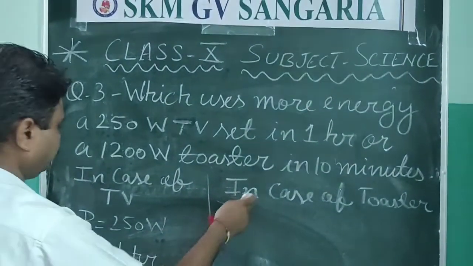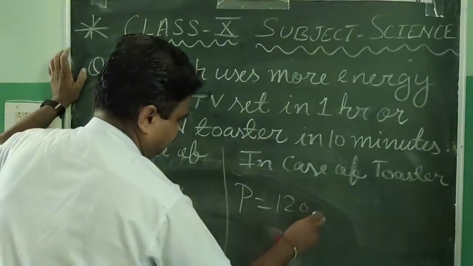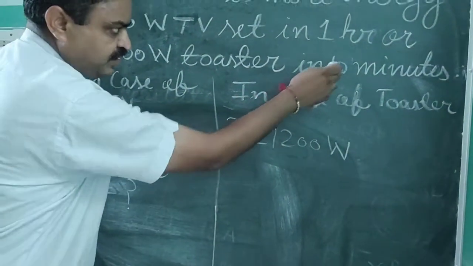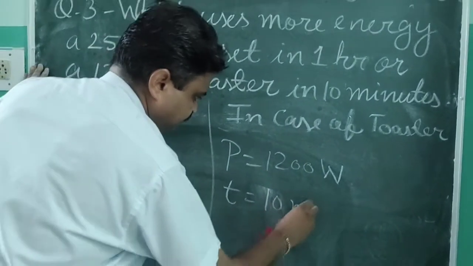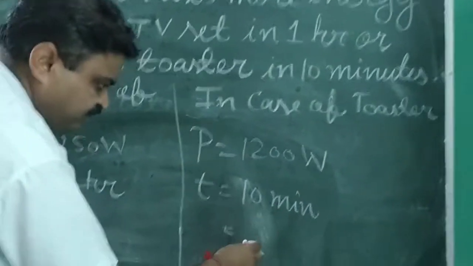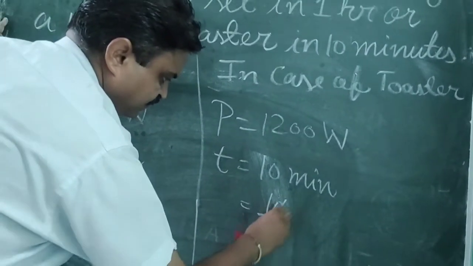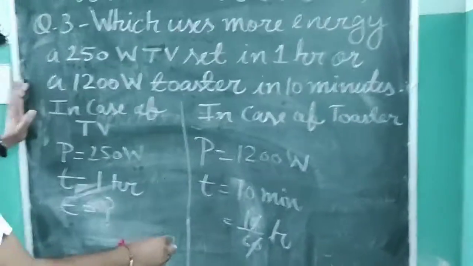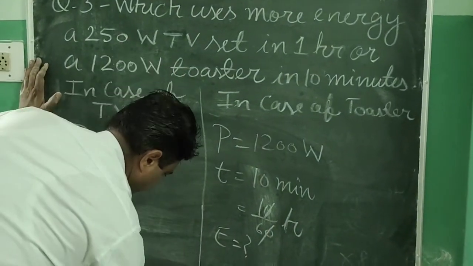Like this, in case of toaster, power is given. What is the power? It is 1200 watt. Time is given in this. What is it? It is 10 minutes. Now you convert it into hour. So when you divide it by 60, you will get in hour 1/6. Now in this again, what will we try to find out? Energy we will try to find out.